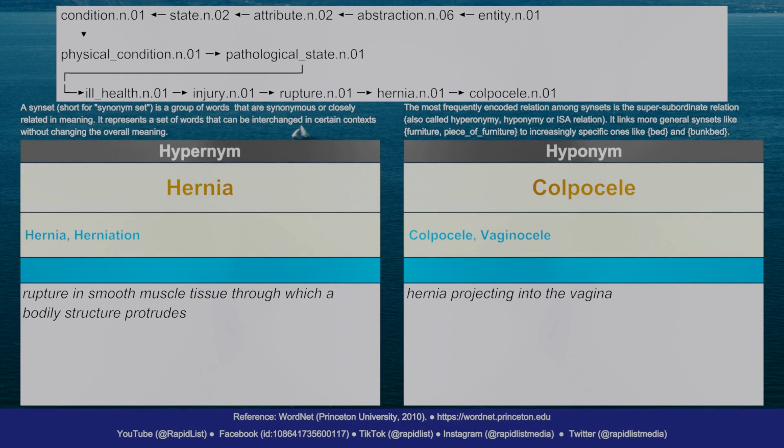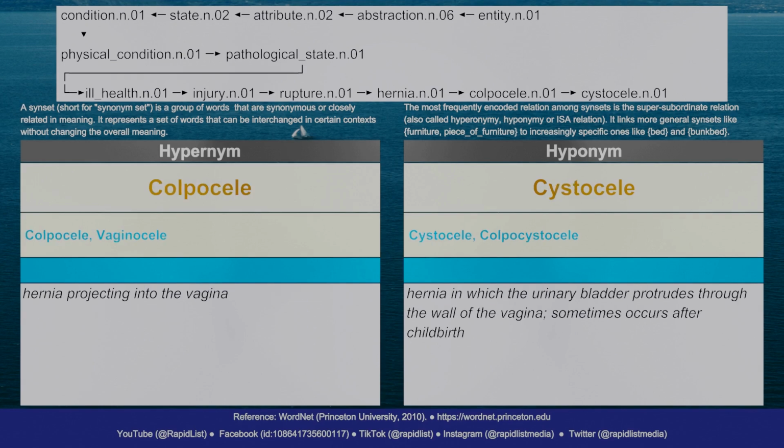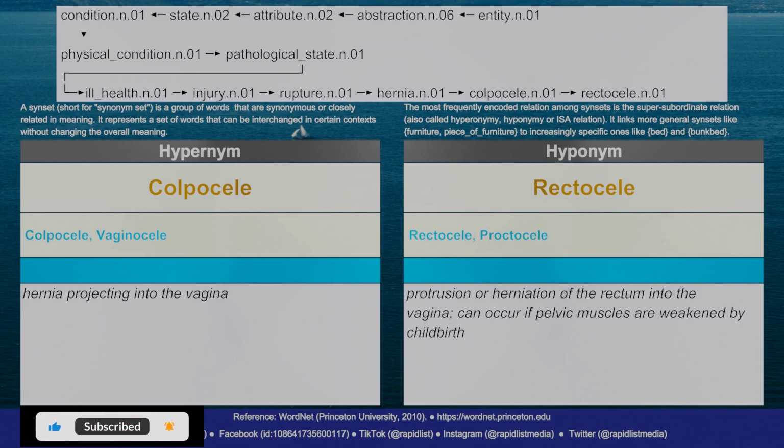Colpocele. Hernia projecting into the vagina. Cystocele. Hernia in which the urinary bladder protrudes through the wall of the vagina, sometimes occurs after childbirth. Rectocele. Protrusion or herniation of the rectum into the vagina can occur if pelvic muscles are weakened by childbirth.